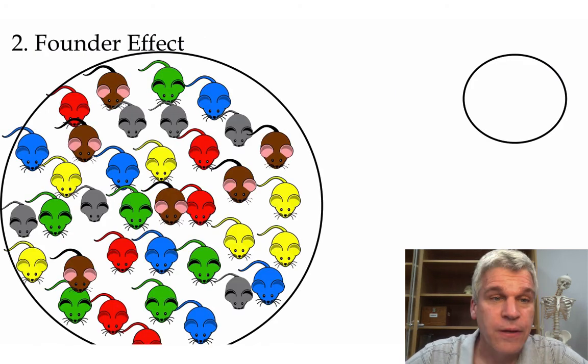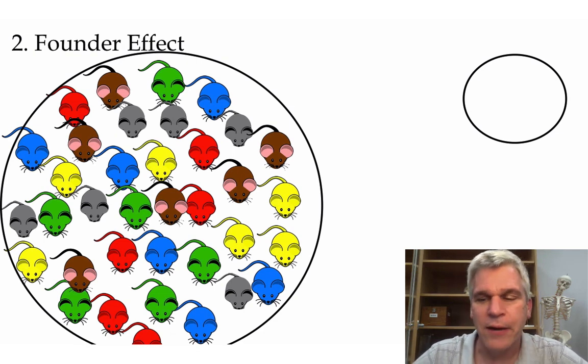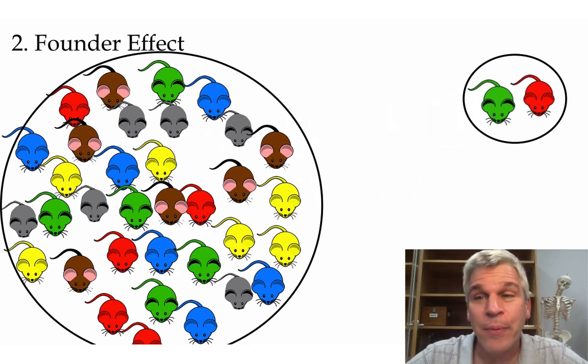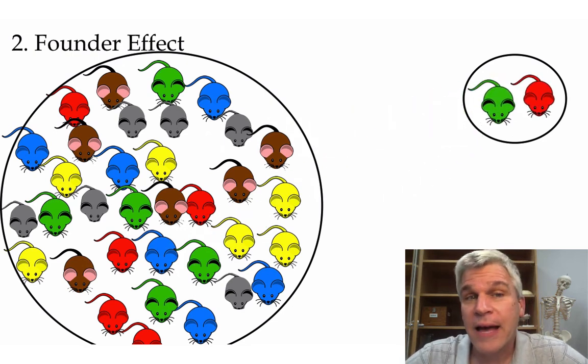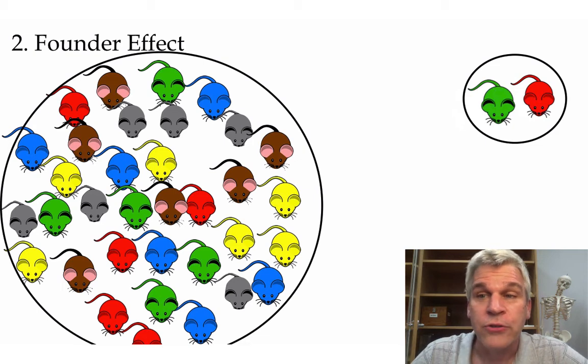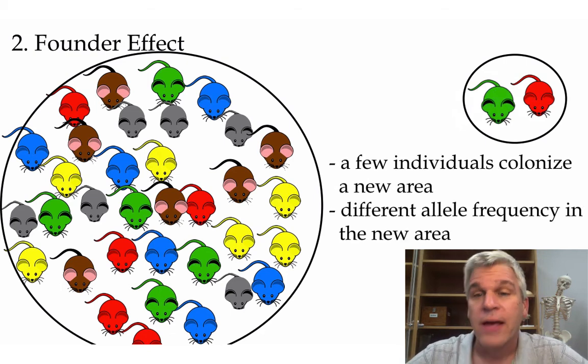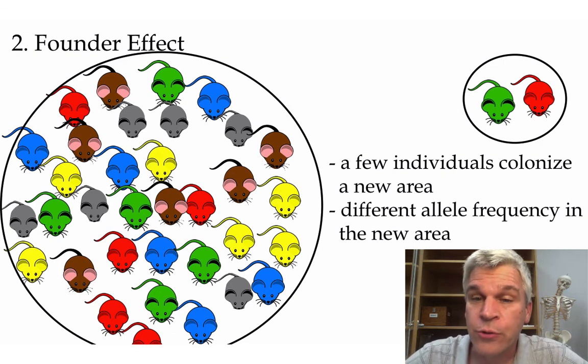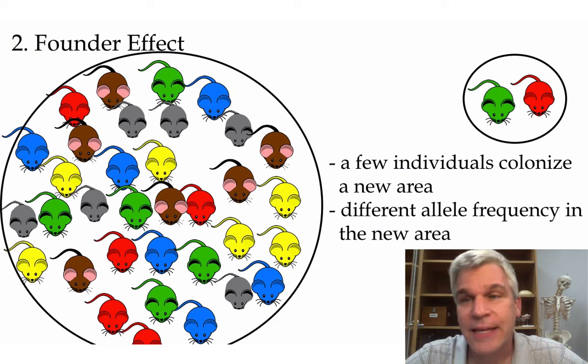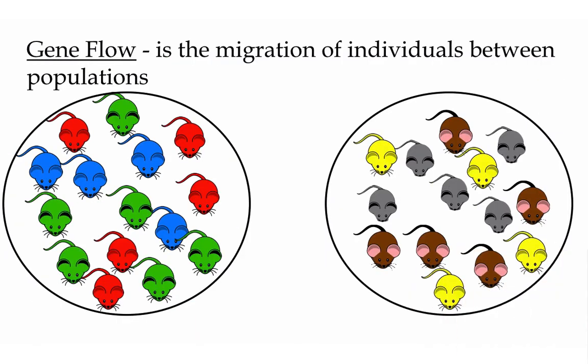In the founder effect, we have a large variety of mice fur color on this larger island, but by chance, a couple of these mice get caught up on a tree that gets swept out to a smaller island, and they end up on their own island. As these now become the colonizing members of this island, they are going to repopulate, if successful, and they'll have a totally different allele frequency than the ones on the larger island. So in the founder effect, a few individuals colonize a new area, which can lead to a different allele frequency in that area.